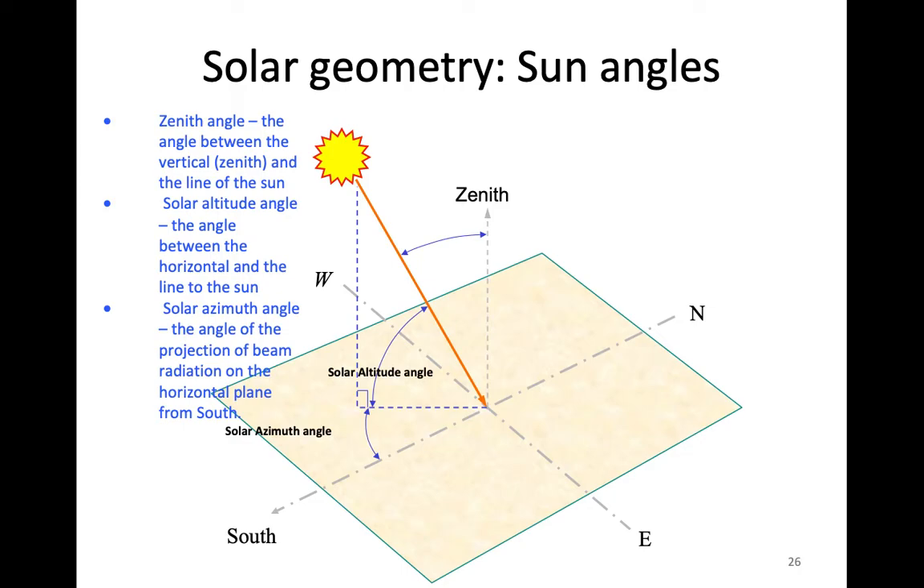In the solar geometry, other than the basic angles, there are other derived angles, that is zenith angle, the angle between the vertical and the line of the sun; solar altitude angle, the angle between the horizontal and the line of the sun; and solar azimuth angle, the angle of projection of beam radiation on the horizontal plane from south.